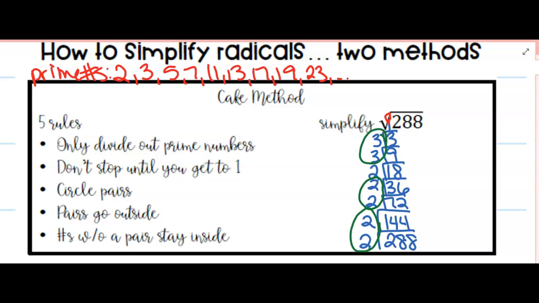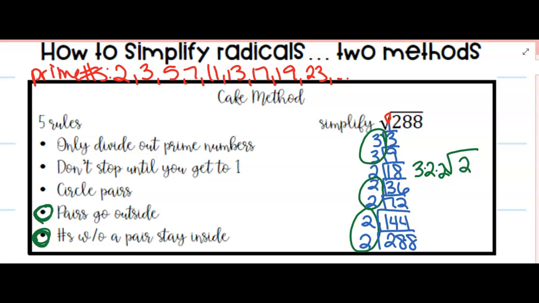Now, for your answer, you're going to have a radical sign. This rule right here says pairs go on the outside. So how this looks is I have a pair of 3's. I'll explain this in just a second, but this pair of 3's is going to become 1 3 on the outside of the radical. This pair of 2's is going to become 1 2 on the outside of the radical. And that pair of 2's is also going to become 1 2 on the outside of the radical. Now, anything without a pair, like that little lonely 2 right there, is going to stay inside the radical.